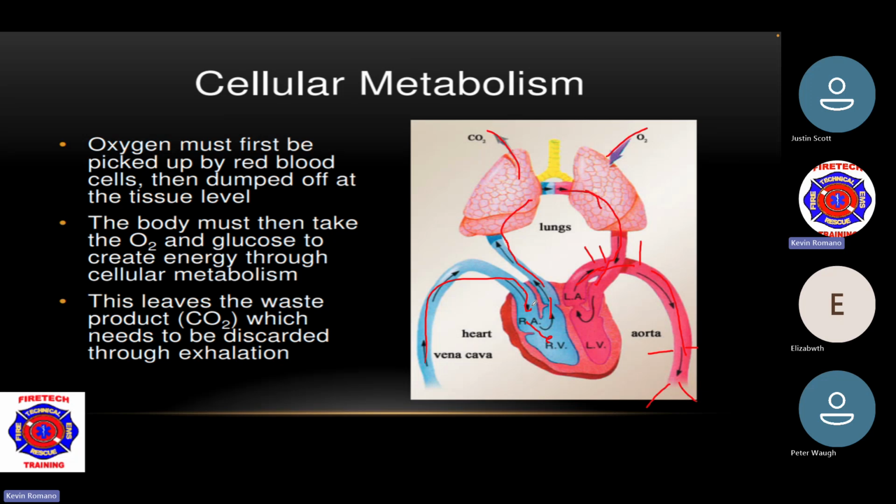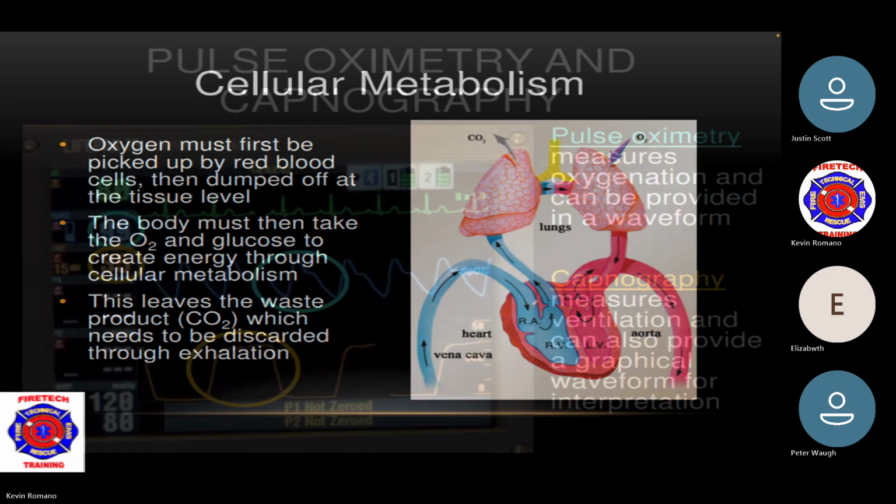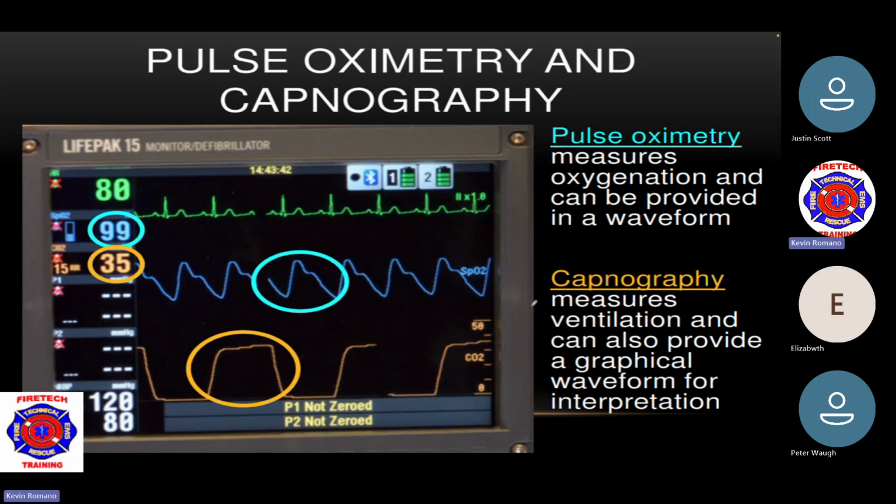We have to be able to monitor both, right? There are two things that we can do to monitor these patients. One is pulse oximetry, and two is capnography. More importantly, not just the number, but the waveform, right? We're looking at both number and waveform together. And that's where the cellular metabolism is now measured, as we can see here. Pulse oximetry measures the oxygenation and can be provided in a waveform, as you can see with the blue circle.